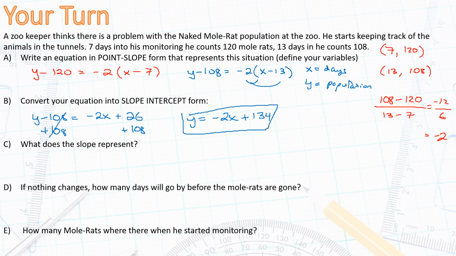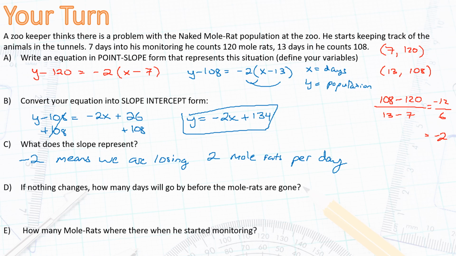What does the slope represent in this case? So minus 2 is the slope. So it means we are losing 2 mole rats, and then that's per day. So make sure you have the rate in there, so mole rats per day.